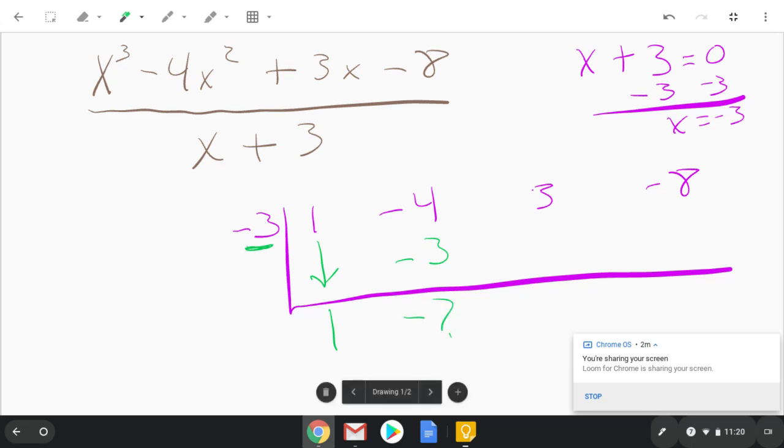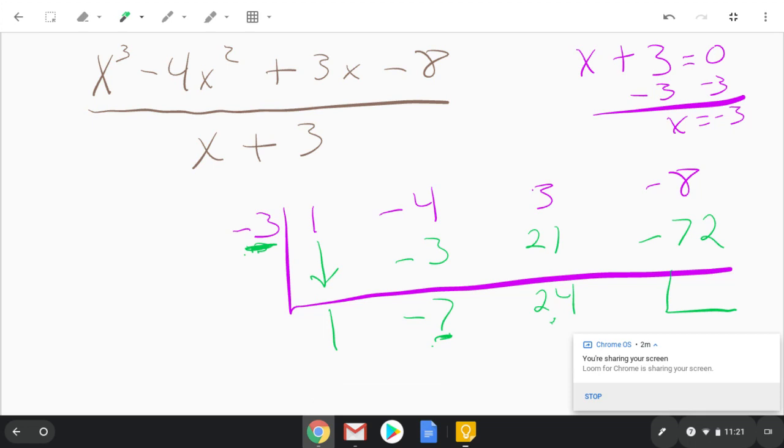Then you're going to repeat the process. -3 times -7 gives us 21. Then we're going to add these terms. That gives us 24. And then we'll repeat. -3 times 24, ooh, that's -72. And then this last one is going to be our remainder. -8 plus -72 is -80. That's our remainder.